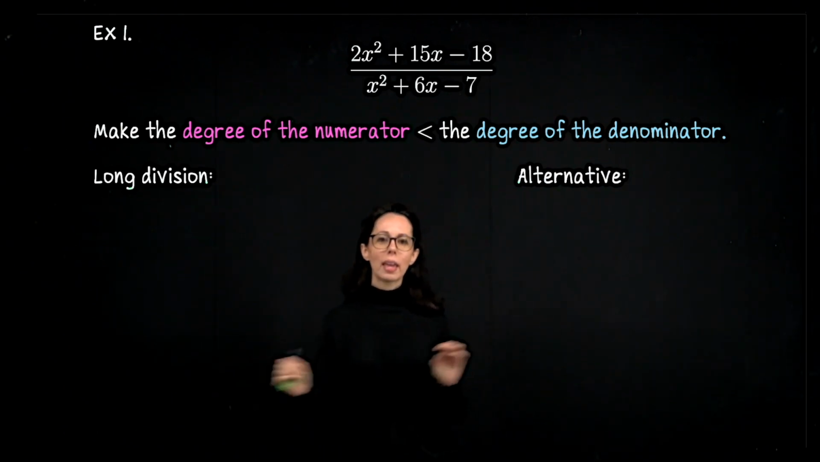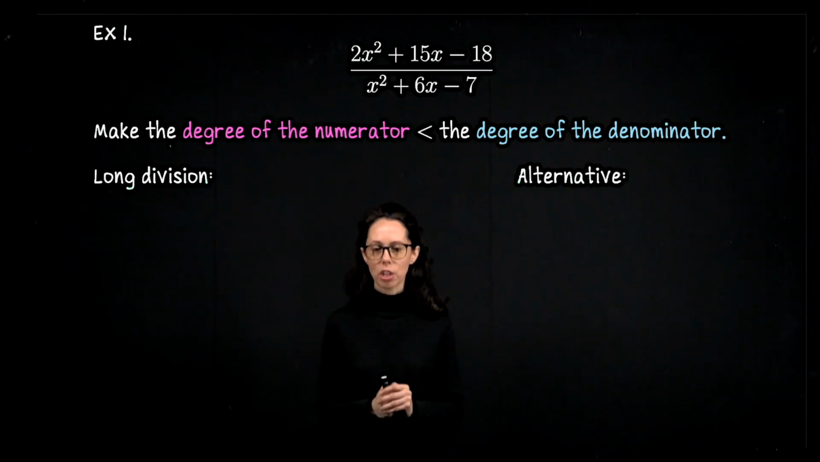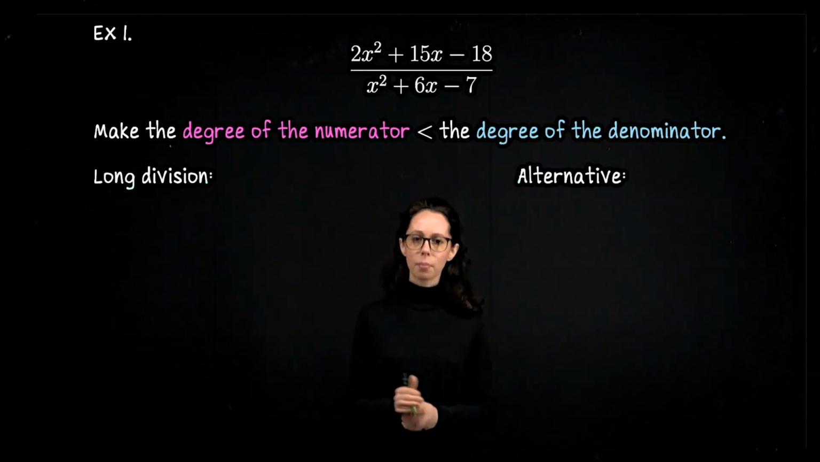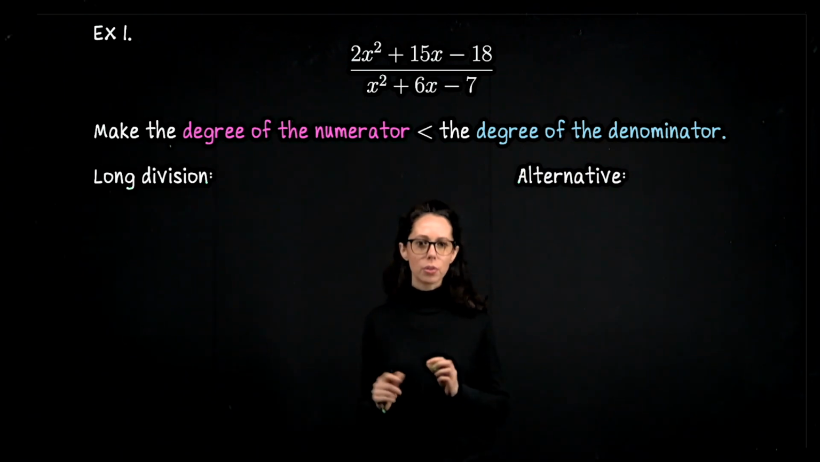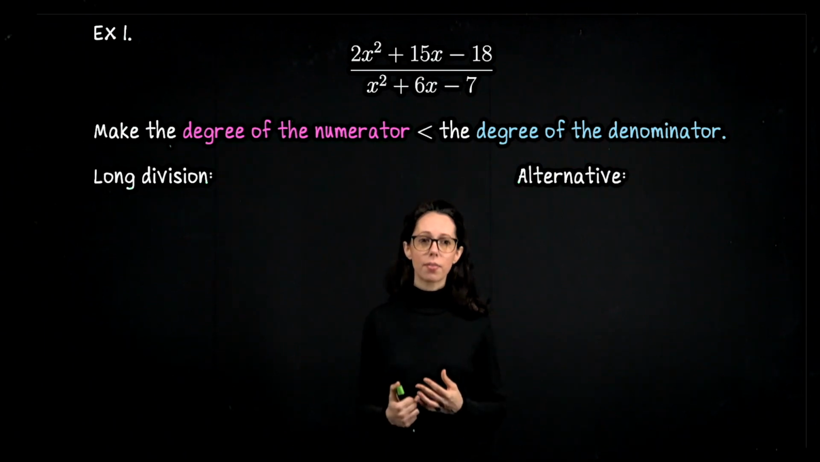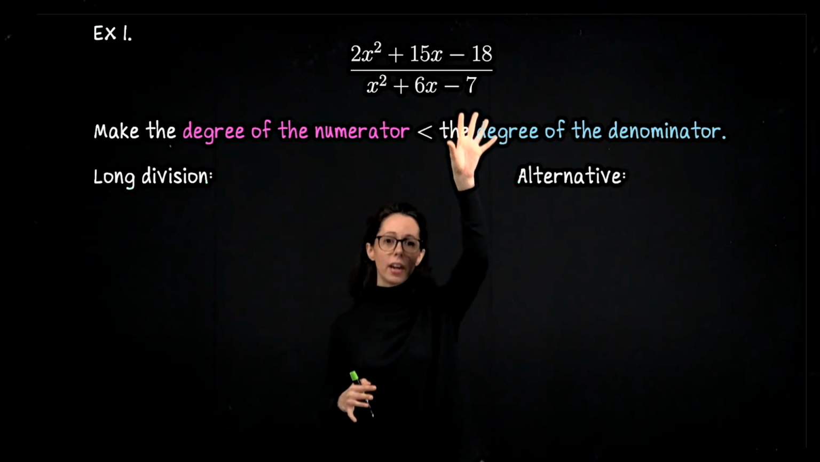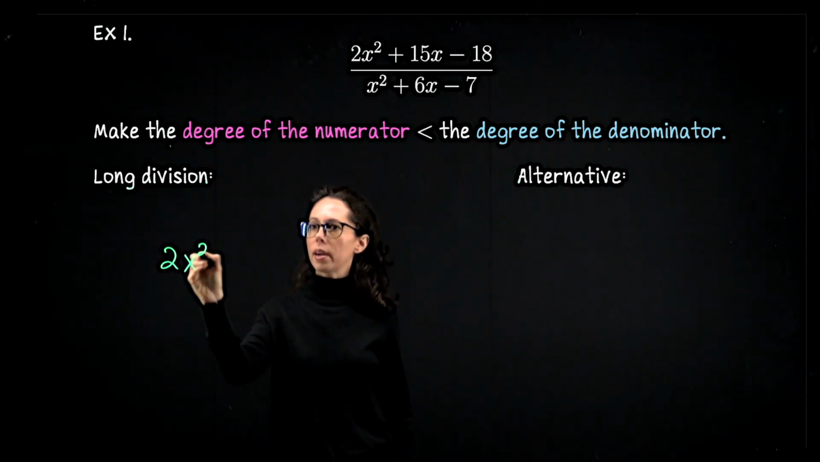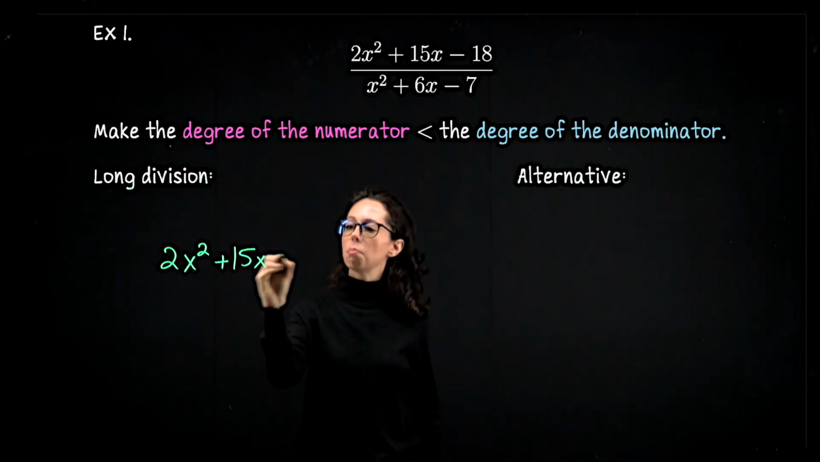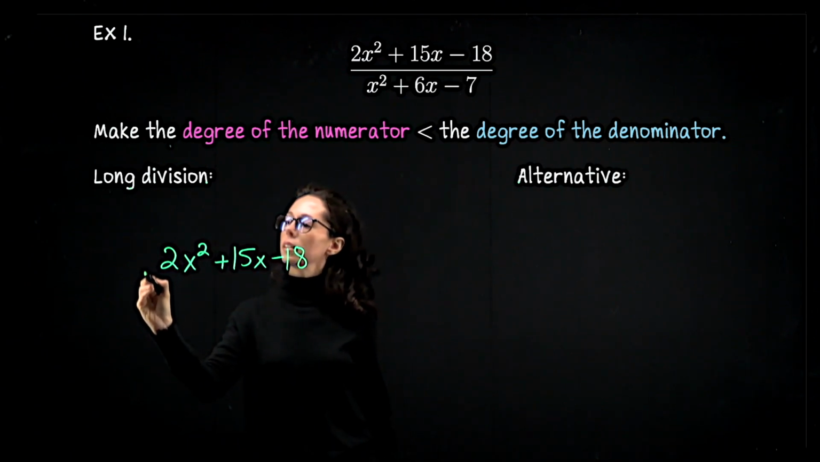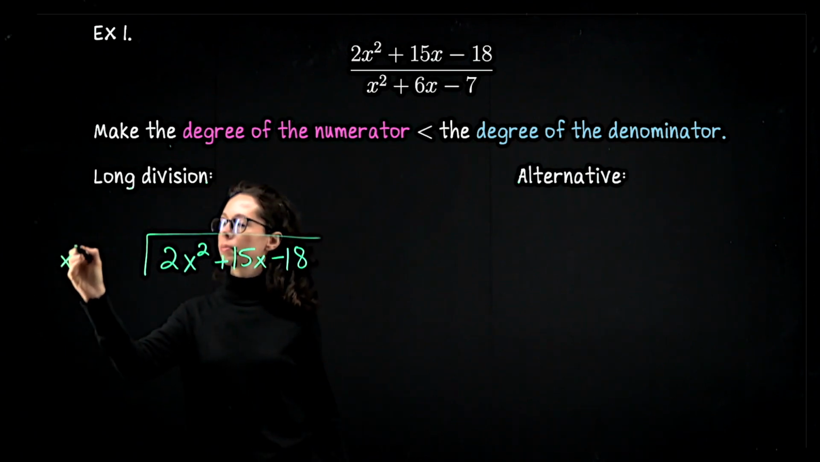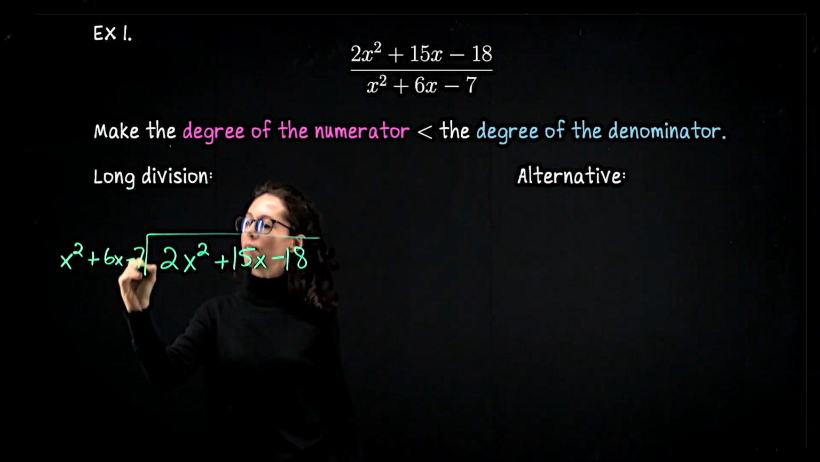Okay, so here are two ways to take this rational function and rewrite it so that the degree of the numerator in any rational expression that we're looking at is less than the degree of the denominator. The first way is your go-to default way of doing this sort of problem, and that's to use long division. Literally, we have a division here, so it's a quotient. Let's take the numerator, 2x squared plus 15x minus 18, and literally try to divide that by the denominator, x squared plus 6x minus 7.